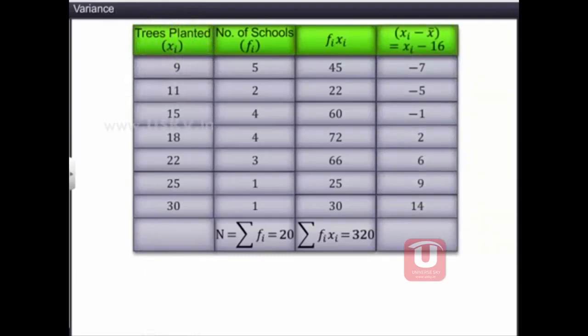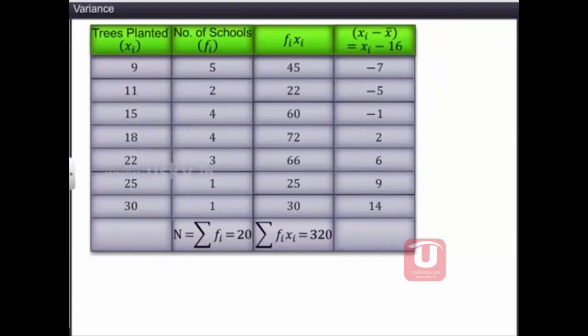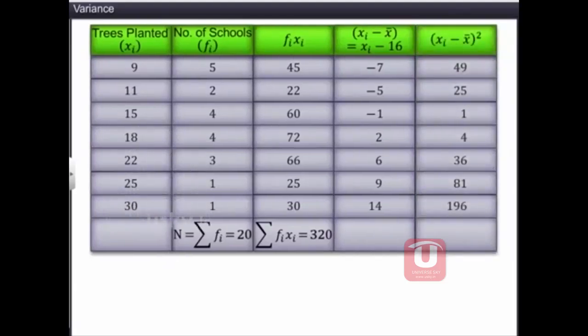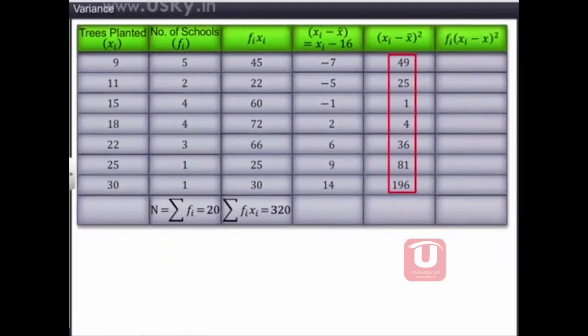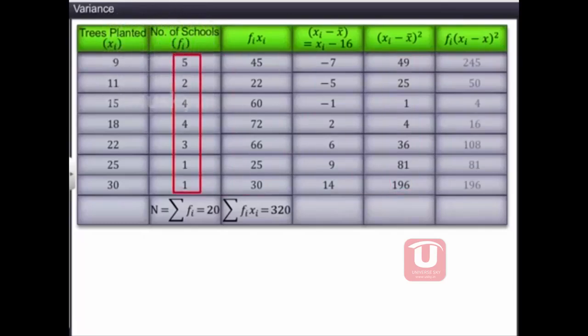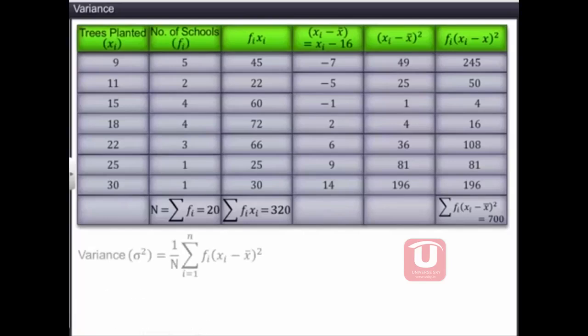Now, the squares of the deviations are calculated as shown. The products of the squares of the deviations and their frequencies are obtained as shown here. The sum of the products of the squares of the deviations and the frequencies is equal to 700. Therefore, the variance is 700 divided by 20, which is equal to 35.